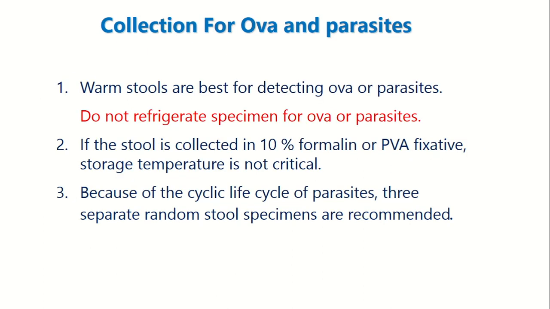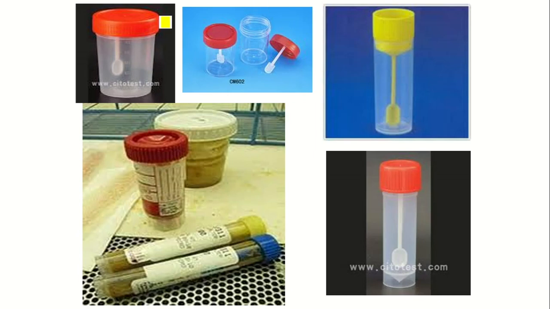Now for ova and parasite, some preparation you should do: you should not refrigerate the specimen when you go for ova and parasite detection. That is the most important thing. Second thing, if you collect the stool in 10% formalin or some other fixatives, then temperature is not that critical. And it is recommended to collect more than two or sometimes three random stool specimens to check for parasites. Now these are the universal containers for stool. These are for stool swab even. So this is how you can collect a specimen.